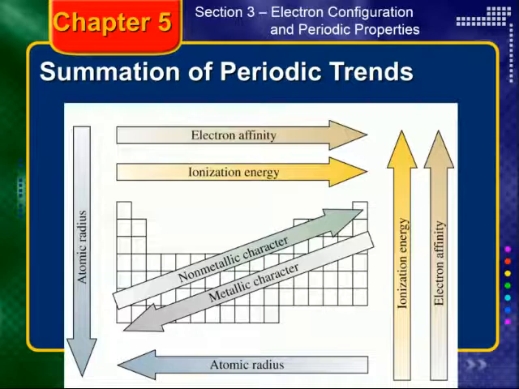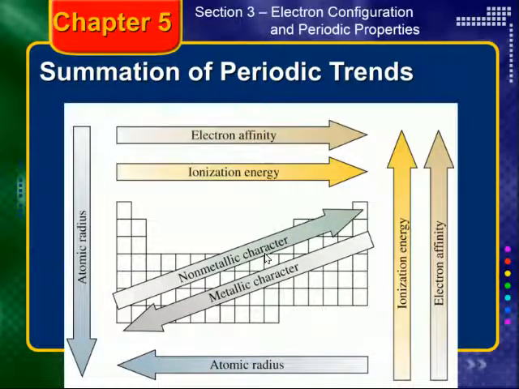So let's look at what we've done here. This is kind of a summation of the trends that we want to be aware of. A couple of these we haven't covered yet, but here we see the trend for atomic radius for a group, atomic radius for periods. We have electron affinity for groups and for periods, ionization energy for periods, ionization energy for groups, and then overall metallic character.